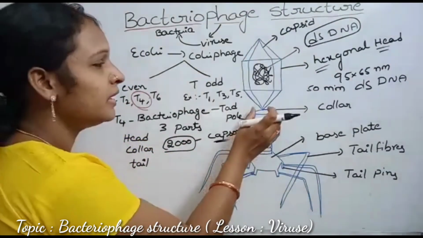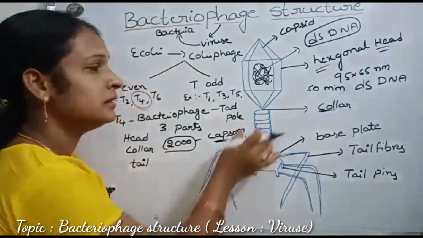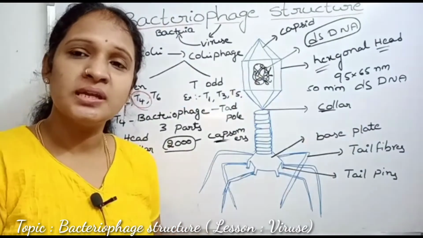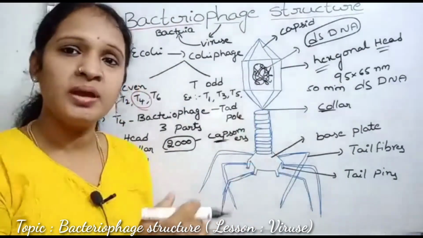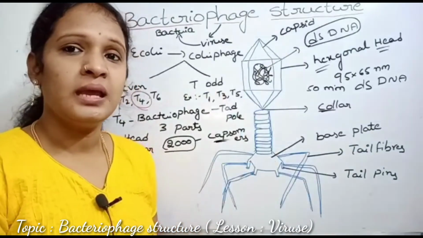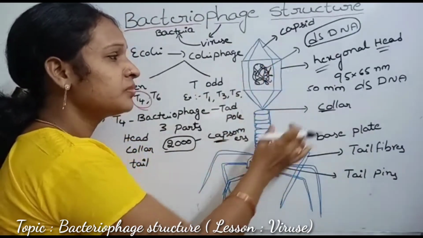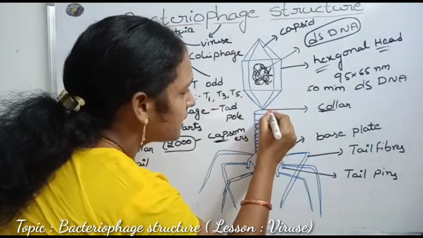And next, the middle part is the collar. The collar is joined to the head on one side and the tail on the other side. So the collar is connected to one end of the head and one end of the tail. This collar is also covered by a sheath.